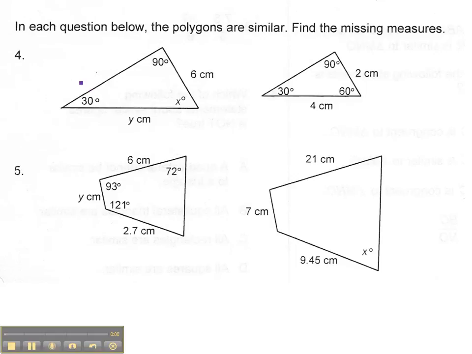This homework is Unit 5, Lesson 2. I'm going to do problems 4 and 5. The instructions for both of these are in each question below. Polygons are similar, so they're telling us that they are similar. We need to find the missing measures.